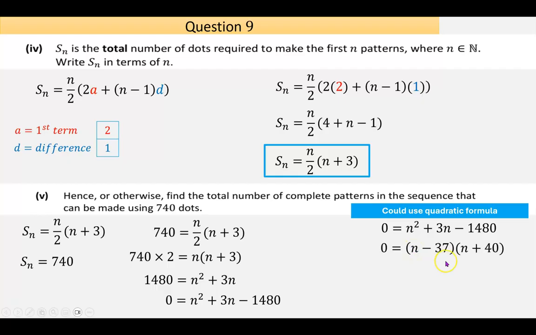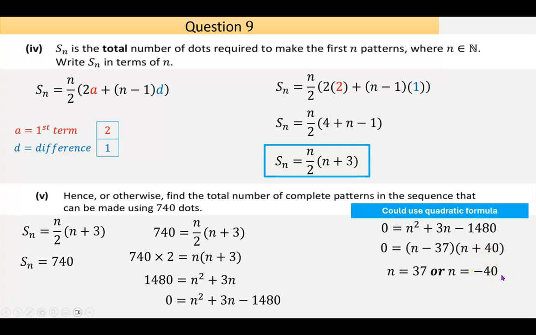I'm doing it using the faster method. I'm looking for 2 numbers that multiply to give negative 1480 that also add to give plus 3. I write those numbers down here, and I just have to think it through. Now I need to know the value of the factors. So I take both brackets, separate them out and put n minus 37 equal to 0. That's the same thing as n equal to 37. Or n plus 40 equals 0. Bring the 40 across the equal, and I get negative 40.